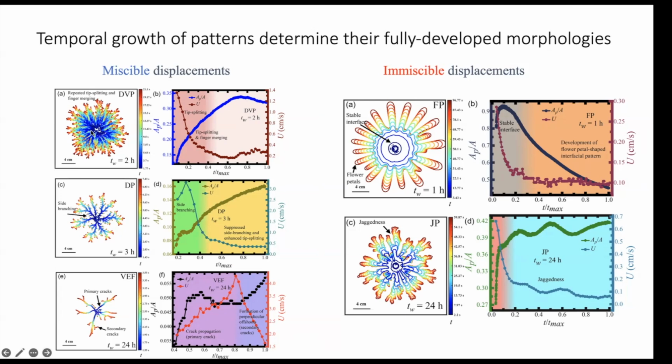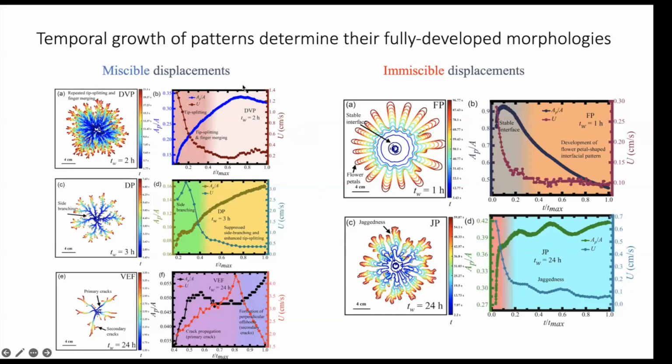So blue means the pattern very early on, and the redder it gets, the more developed the pattern is. For the dense viscous pattern, you can see the tip splitting that is happening here. What we've plotted here is the areal ratio versus the normalized time for the fully developed pattern to grow. These are the blue data points here. That's the coverage ratio.